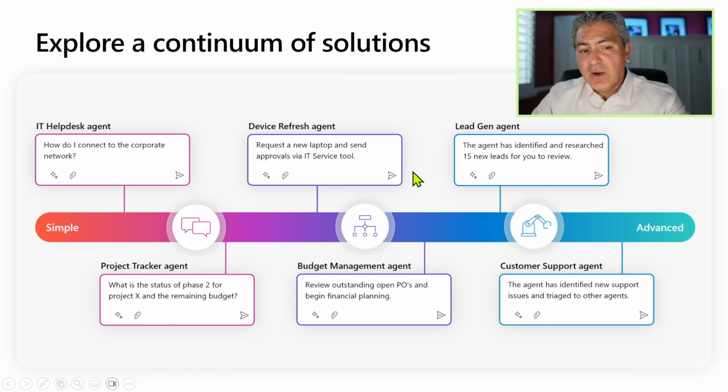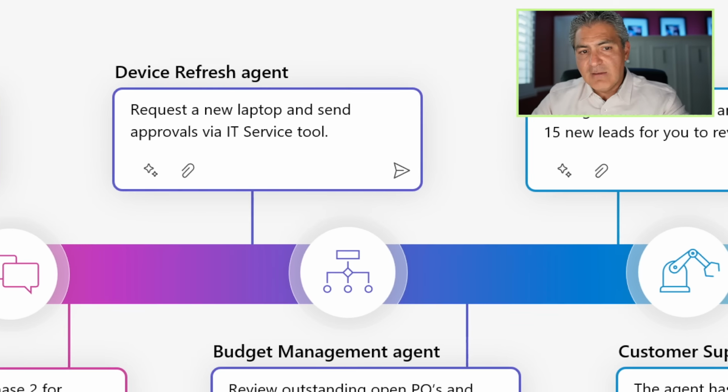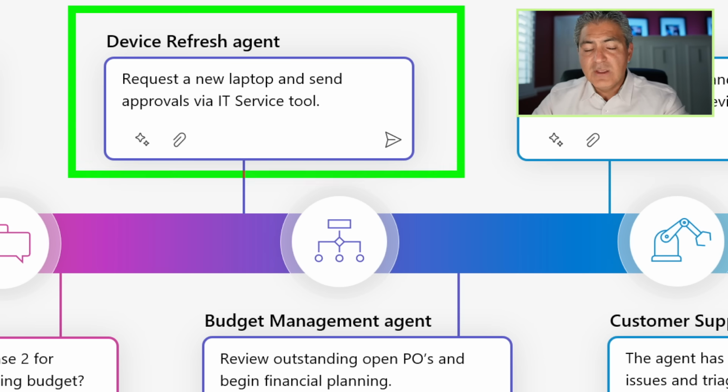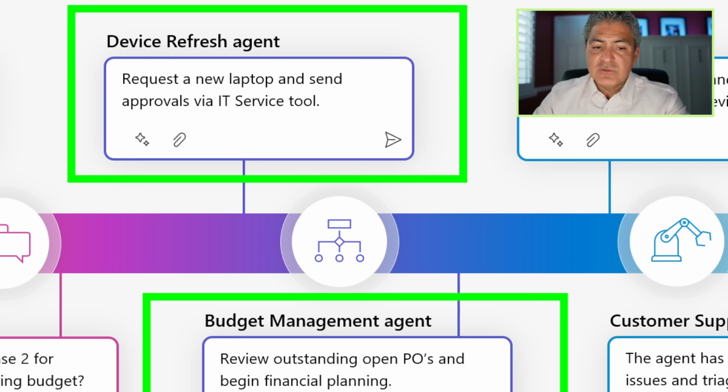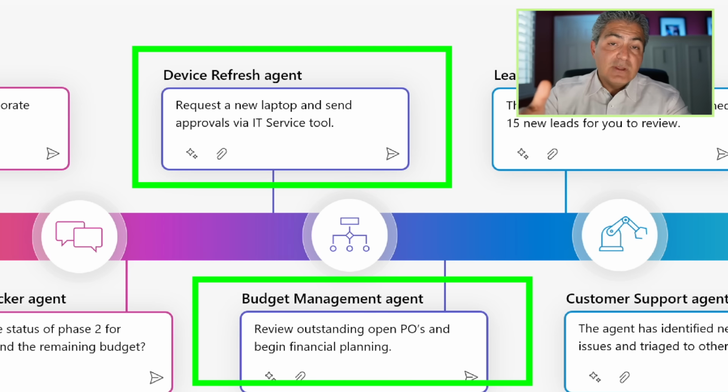But on the intermediate side, we have this IT help desk where if you have a laptop that needs to be refreshed, it knows that you're able to get a new laptop because it's time, and it gives you options of the types of laptops that are available to you. Or maybe on the budget management agent side, this is an intermediate agent that reviews outstanding POs and begins some financial planning. Solid examples, but what about these autonomous agents?